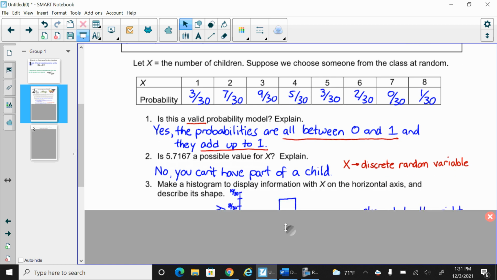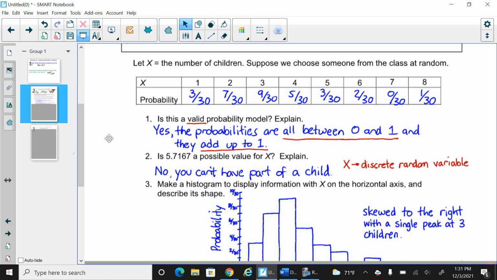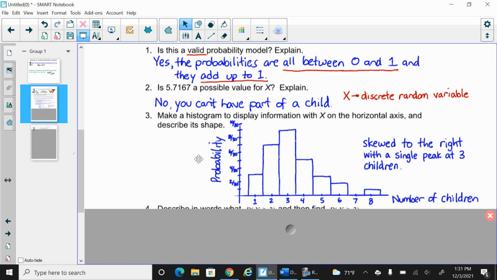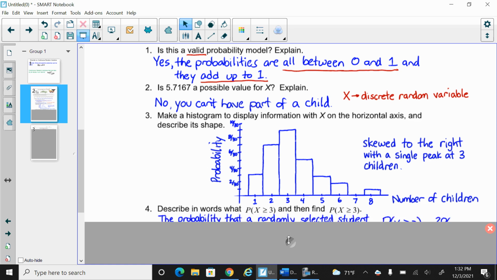If I wanted to make a histogram, going back to chapter 1, I list the probability on the y-axis, and then my possible outcome that X can take goes on the x-axis. X-axis represents the number of children. Okay, so notice my y-axis is now listed as probability. I would say that this is slightly skewed to the right with a single peak at 3, describing shape. Where's the tail going? This has a tail to the right side. That's why we say skewed right, or skewed to the upper numbers.